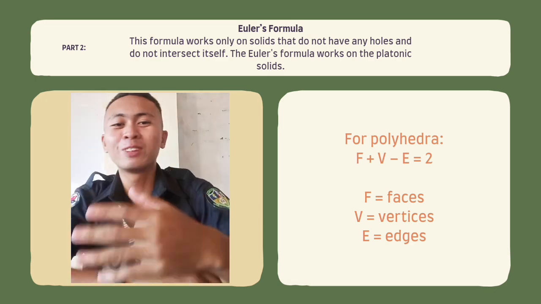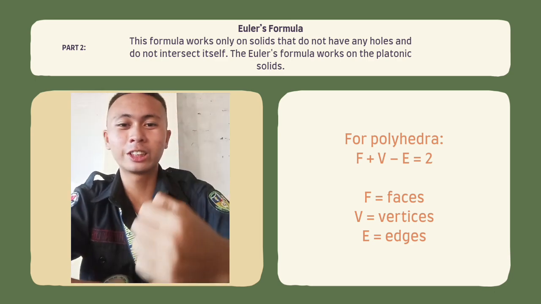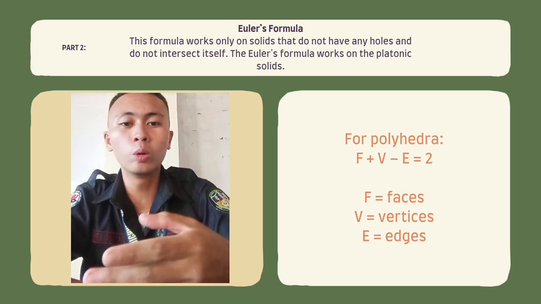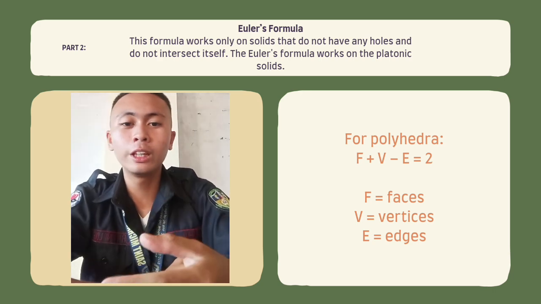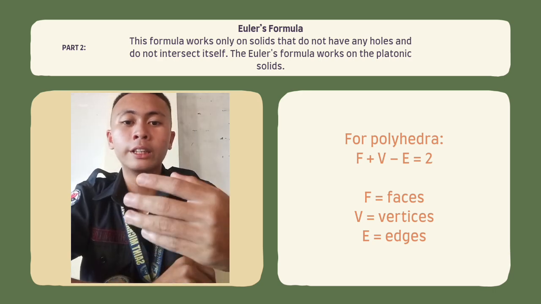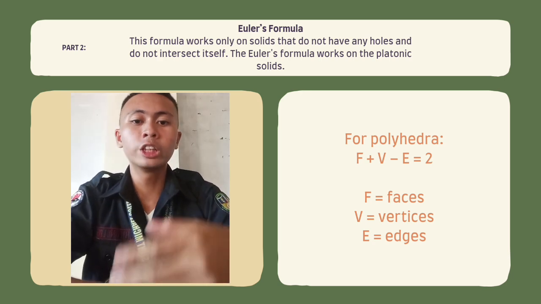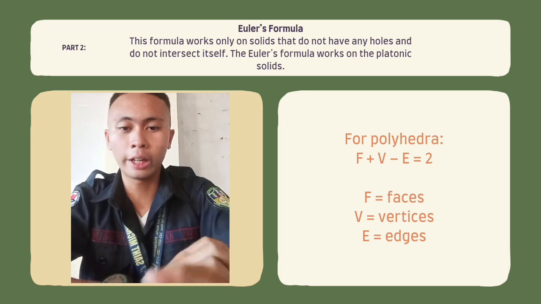Now, here's something amazing. No matter which polyhedron you take, there's a formula called Euler's formula that always works, where F equals faces, V equals vertices, and E equals edges. This formula helps us check if our counting is correct.